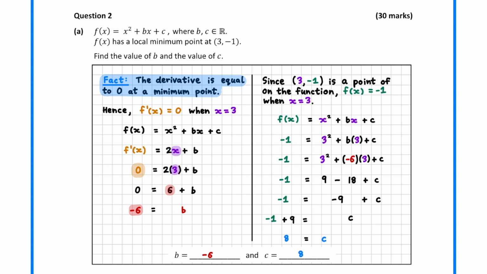We know that (3, minus 1) is a point on the function. This means that if we sub in x equal to 3 into the function expression, we must obtain an answer of minus 1. From here, we can fill in the value of b, minus 6, and then rearrange the equation to solve for c.